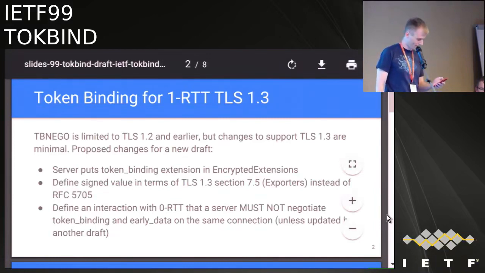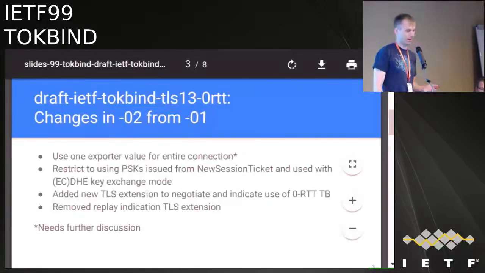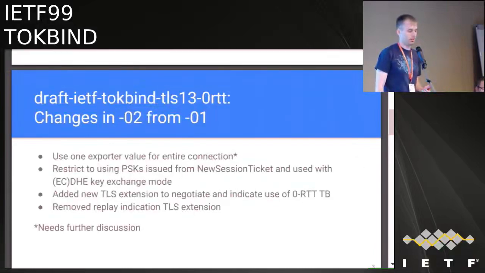Okay, next slide. So in the TLS 1.3 zero RTT draft, the changes from the previous draft are, right now it uses the same exporter value for the entire connection. I don't think this is an issue that's been resolved on the list or in discussion here. So I have a slide or two at the end so that we can continue to discuss this issue in hopes of approaching consensus at some point, probably not here.